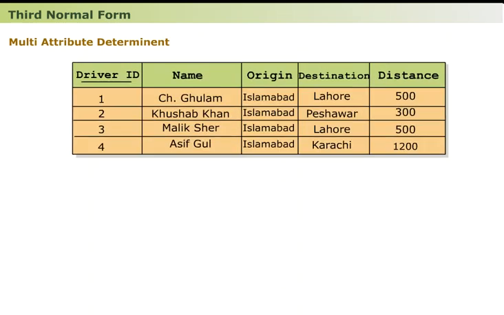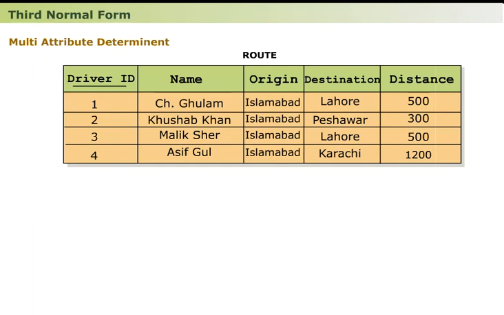Let us now discuss multi-attribute determinant in transitive dependency. Consider the table route as shown. It stores the distance in kilometers of different routes along with driver identification. Dear learners, the table is in the second normal form as there is no multi-valued attribute and no partial dependency, but still the table has these anomalies. New route cannot be defined until a driver is assigned. Thus, the table has insert anomaly. Deletion of driver data may result in the deletion of route. Thus, the table has delete anomaly.